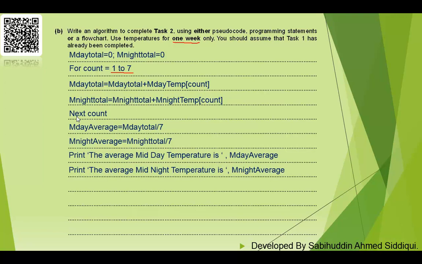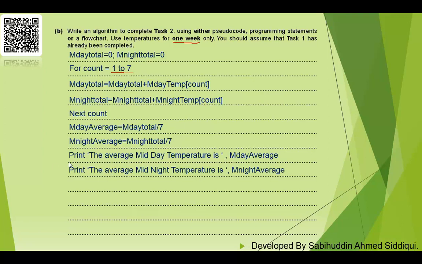Now continuing with that, as you know, you have to calculate the running totals within the loop, and if you want to calculate the average, you have to end the loop first, and then declare the variable, or if you have not declared it, it's okay, but you have to mention it. You have to name the average. I have kept the name midday average equals midday total divided by 7, and then midnight average equals midnight total divided by 7, because we are calculating 7 days.